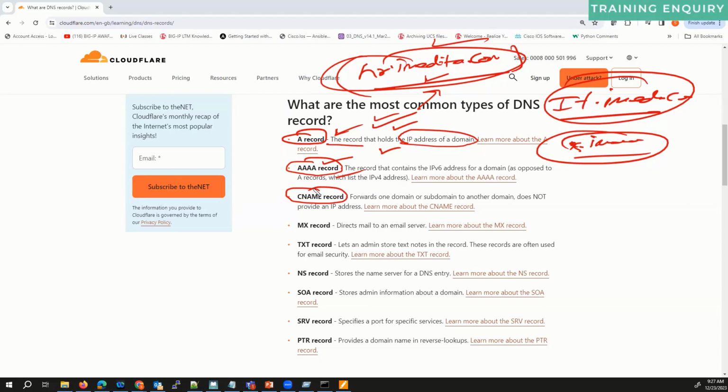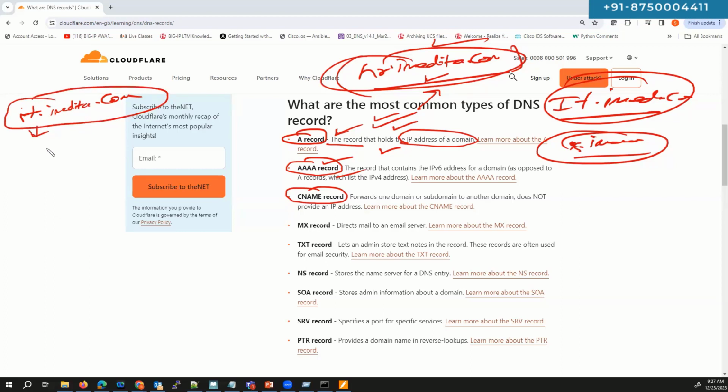Say I have a requirement where, if someone sends a request for it.imedita.com, they should get in response that I need to forward this user to a different domain. Let's say instead of it.imedita.com, now I want them to be forwarded to it.trainonic.com. That's where this CNAME entry comes in. So a canonical name is used to forward one domain or subdomain to another domain.